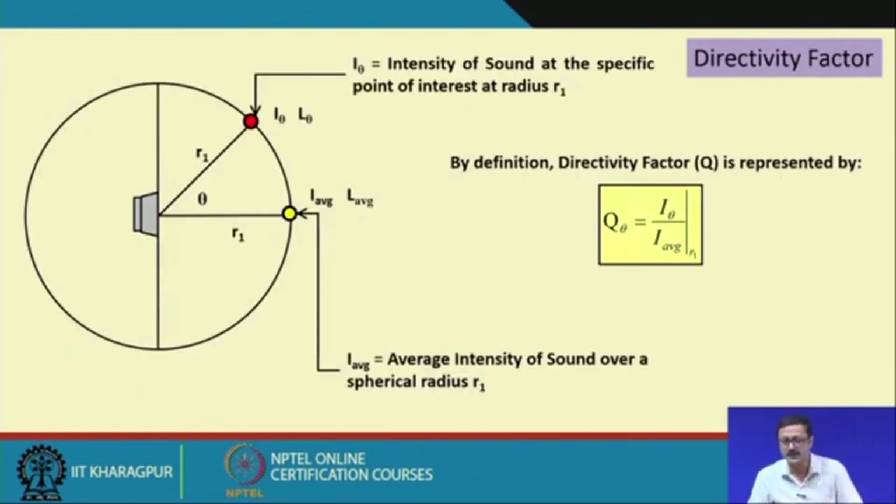The directivity is again computed by a factor called the directivity factor. From the speaker, along a straight 0 degree line, suppose at this particular yellow point I get the sound level as L average with a sound intensity of I average. But if I go to some angle theta with the same radius R, at this red point I get the intensity as I theta and level L theta. Then by definition the directivity factor Q theta, theta meaning at a particular angle, is I theta divided by I average at a particular radius R.